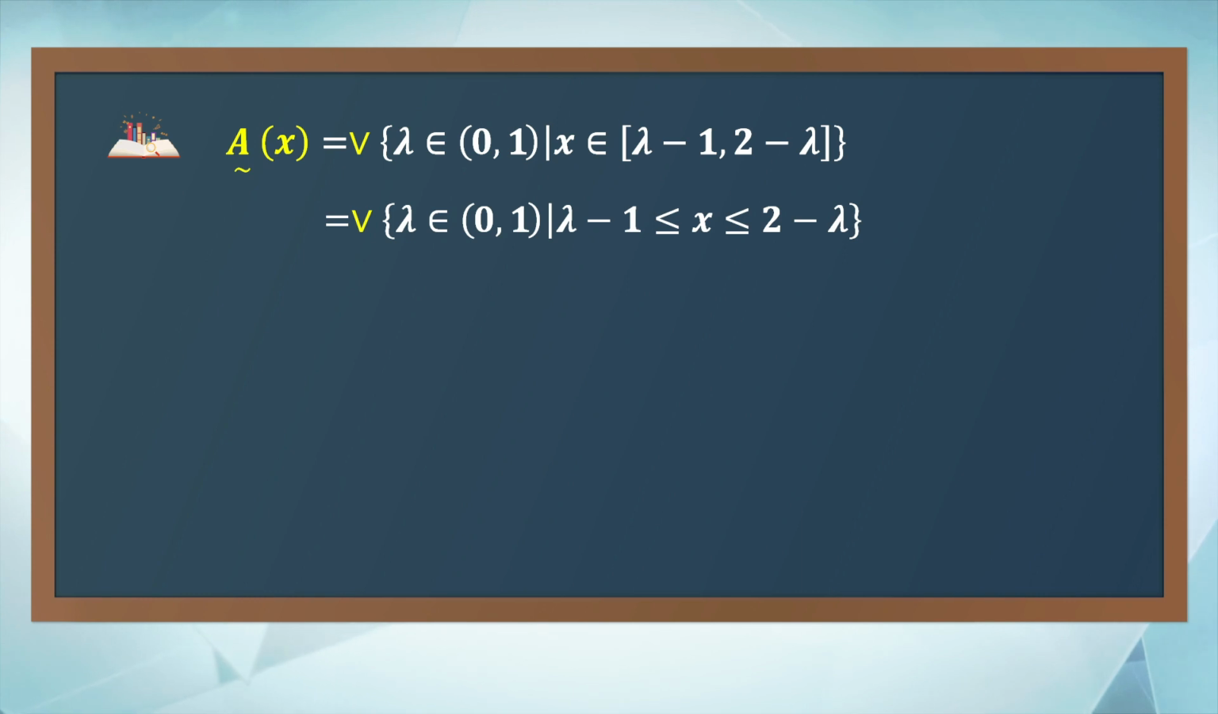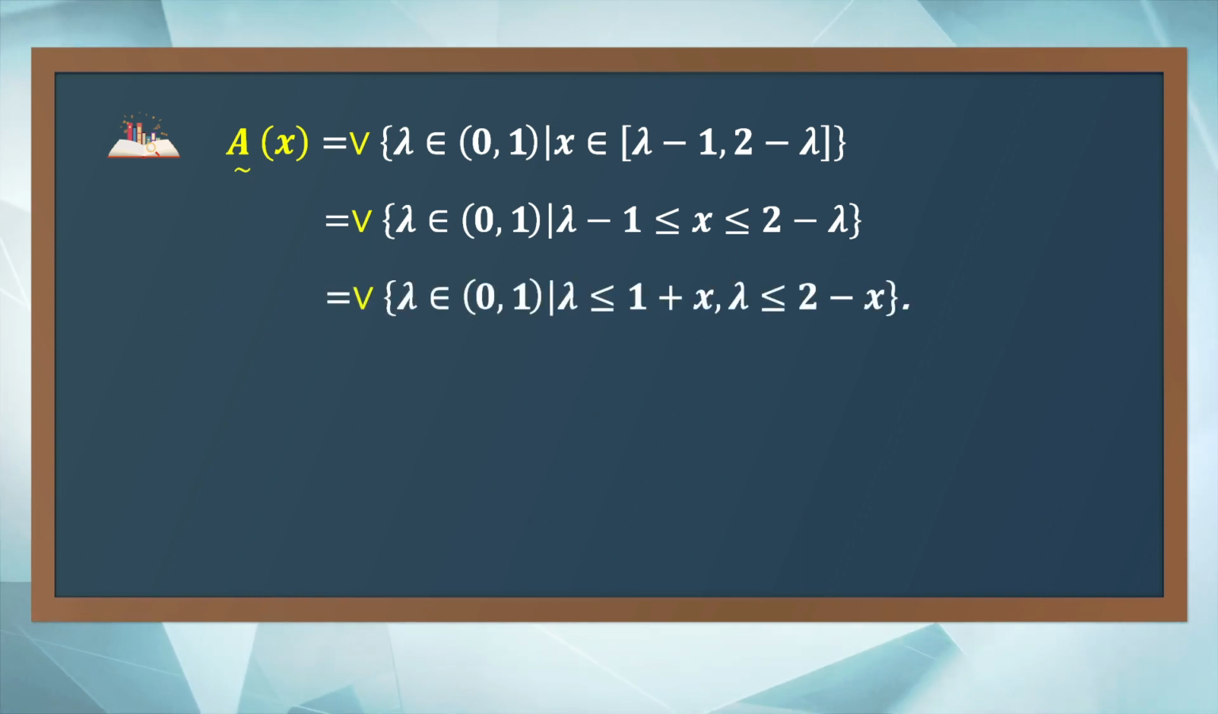Here x is greater than lambda minus 1. That is, lambda is less than or equal to 1 plus x. X is less than or equal to 2 minus lambda. That is, lambda is less than or equal to 2 minus x. So, the supremum is taken over lambda, where lambda is less than or equal to 1 plus x, and lambda is less than or equal to 2 minus x.